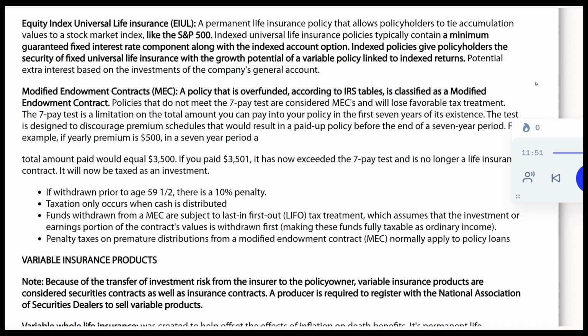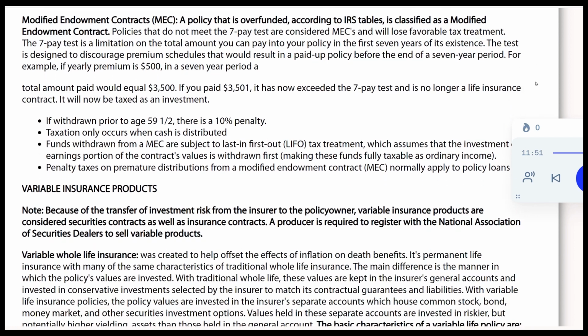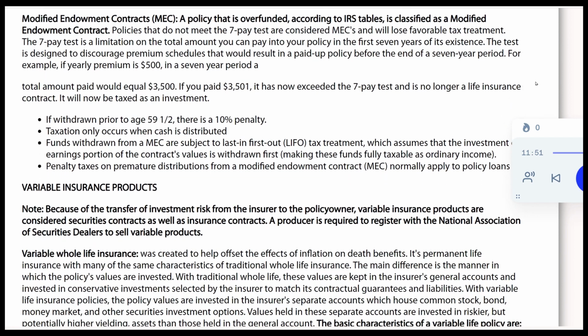For example, if the yearly premium is $500, in a 7-year period, the total amount paid would equal $3,500. If you paid $3,501, it has now exceeded the 7-pay test and is no longer a life insurance contract. It will now be taxed as an investment. If withdrawn prior to age 59½, there is a 10% penalty. Taxation only occurs when cash is distributed.